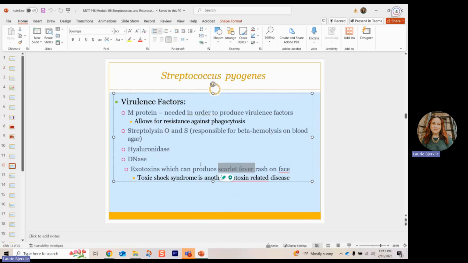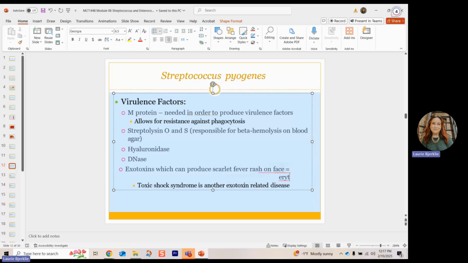And the toxin that strep pyogenes produces is called the erythrogenic toxin. And I can type that out here, erythrogenic toxin. And that's the toxin that's responsible for the rash. So when you see the word erythrogenic, erythro means red. So red, scarlet. So that's kind of how I keep that tied together in my brain.